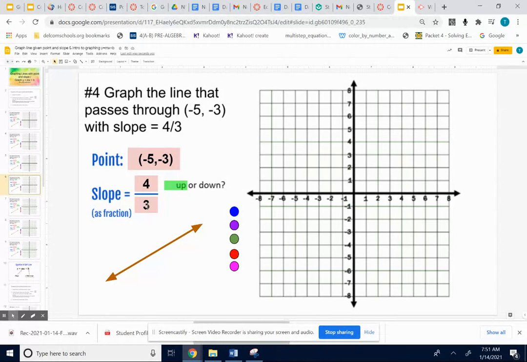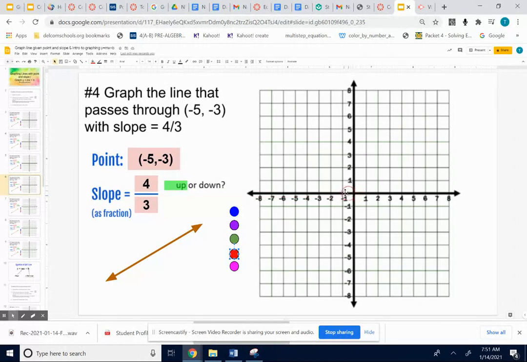Okay, and a positive number on the bottom of a slope means right. So it's right 3. It's always going to be to the right if the bottom number is positive. So we're going to go up 4, right 3. First thing you need to do though is find the point -5, -3.